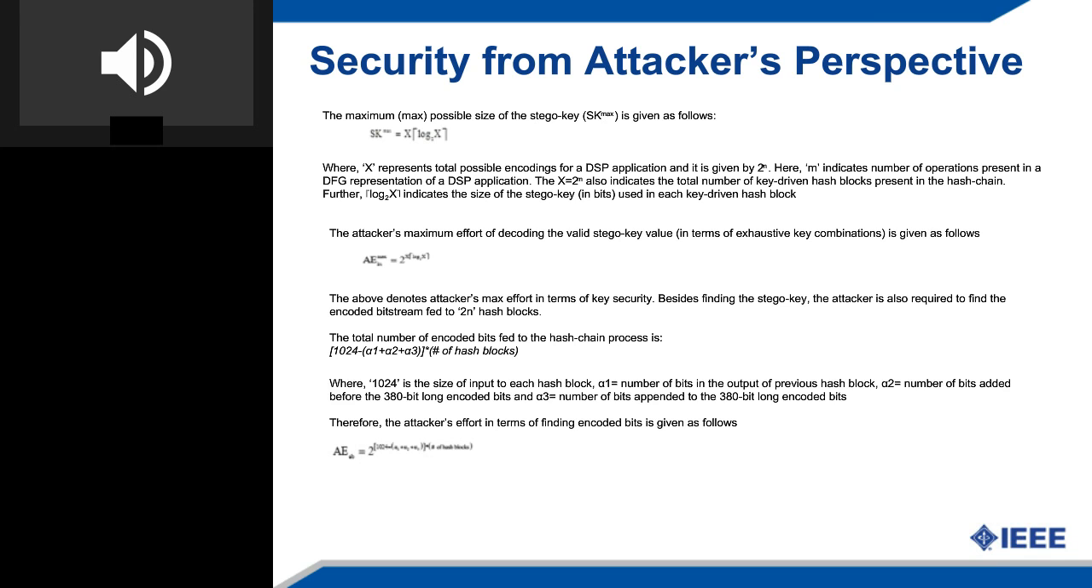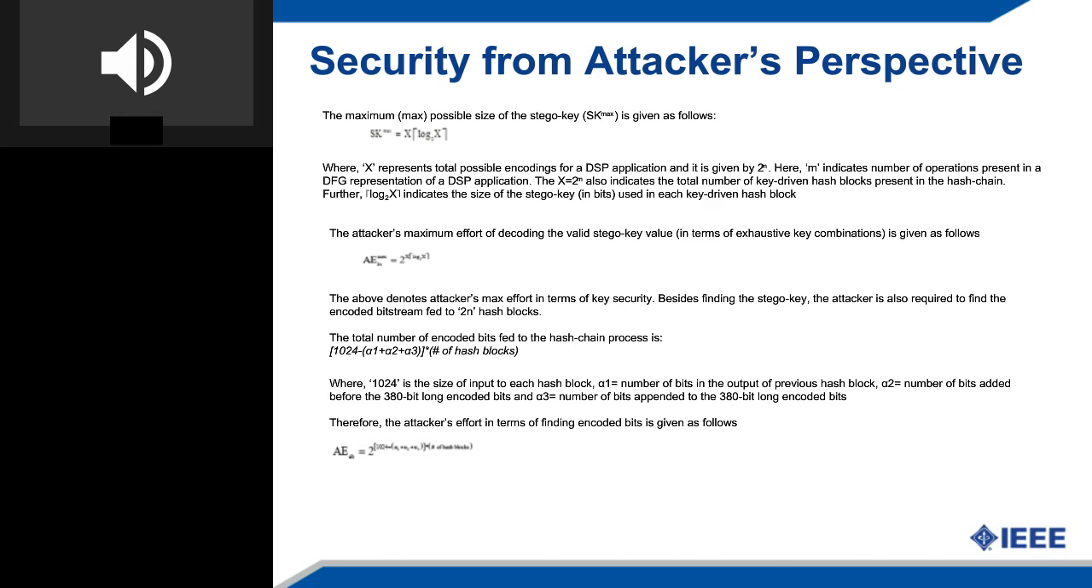So considering all these aspects, the attacker's total effort in terms of finding the encoded bits is given as 2 to the power (1024 minus alpha 1 plus alpha 2 plus alpha 3) times the number of hash blocks. That will also be multiplied with the attacker's effort of finding the total number of valid stego keys. So as you can see, it's a very rigorous effort that an attacker has to make in order to decode the encoded bits and the stego keys.